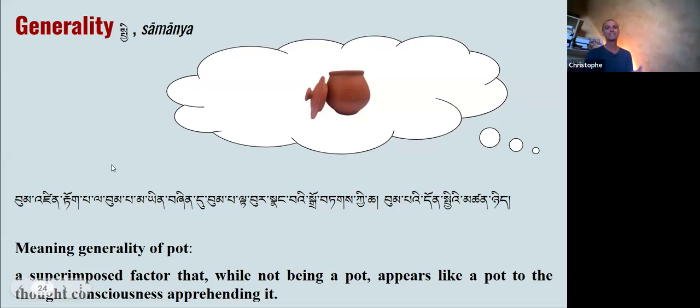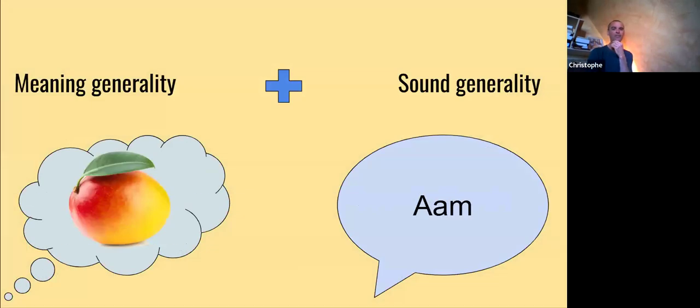Okay, very good. We can never draw a sheep. It's not possible. We can only draw the image of a sheep. Just for some information, and after we will debate, of course. So here we have meaning generality and sound generality.